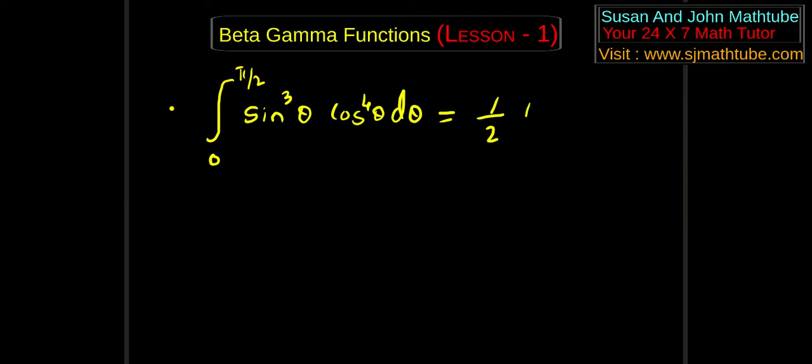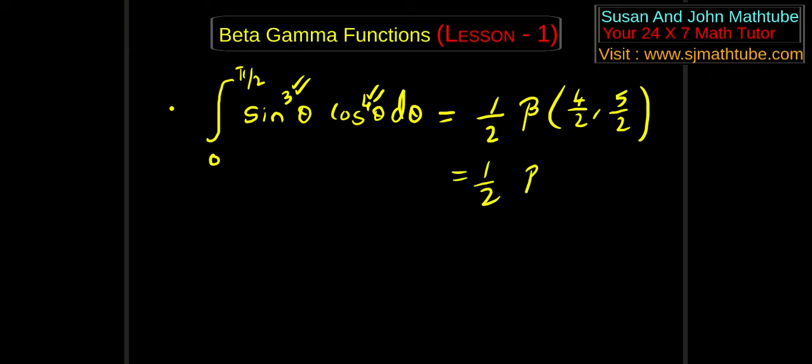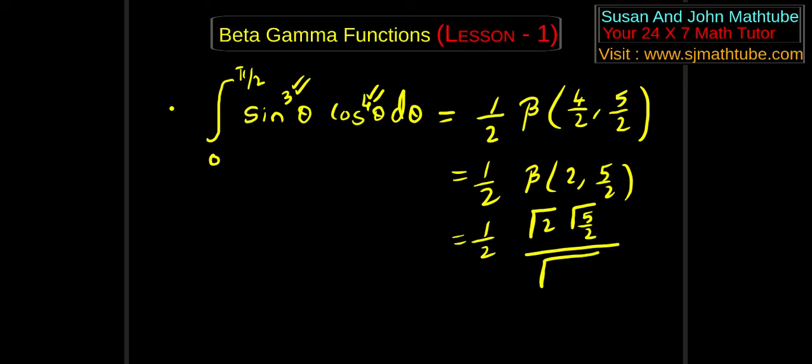So we get 1 by 2 beta, 3 plus 1. What is 3 plus 1? 4 by 2. 4 plus 1. That is 5 by 2. That will be 1 by 2 beta, 2 comma 5 by 2. Now I told you beta is connected with gamma. So beta m, n is gamma m gamma n by gamma m plus n, and that is nothing but 1 by 2 gamma m gamma n by gamma 9 by 2, isn't it?